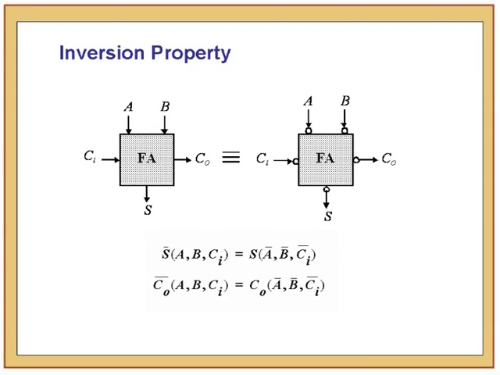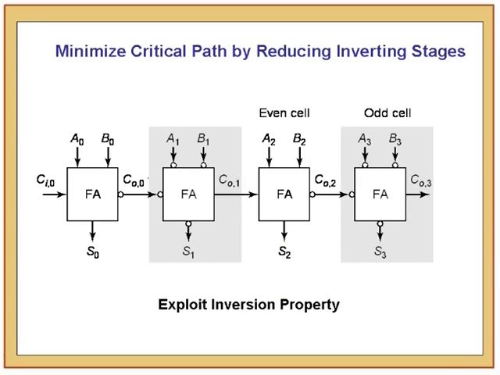So I said okay, if I already get an inverted output, I will use that itself for the next stage, for example, S bar of A, B, CI is S of A bar, B bar, C bar I. You can do a simple expansion and see it is correct. The same is true for C0. So I can now utilize this inversion property, because I am unnecessarily putting inverters, so I remove them. What I do is have alternate stages called odd and even cells. Odd cells I put inverted inputs, even cells I don't. Exploiting the inversion property is essentially what the next adder is going to do.